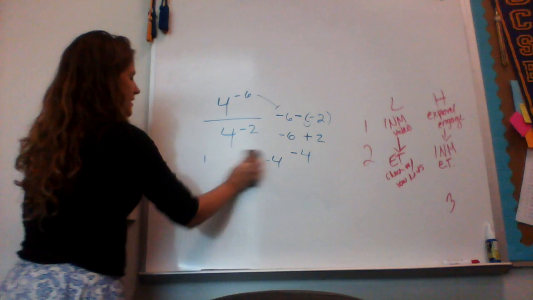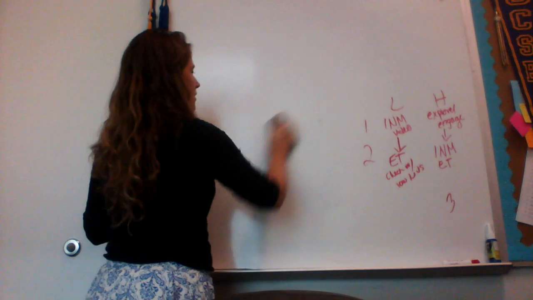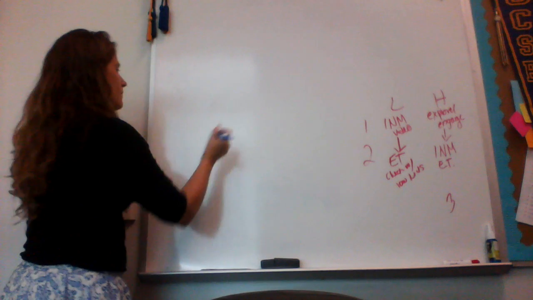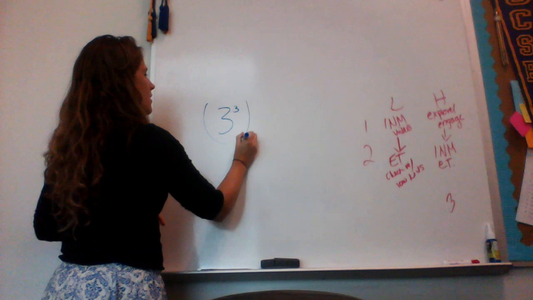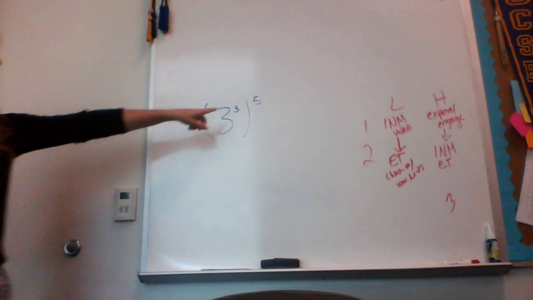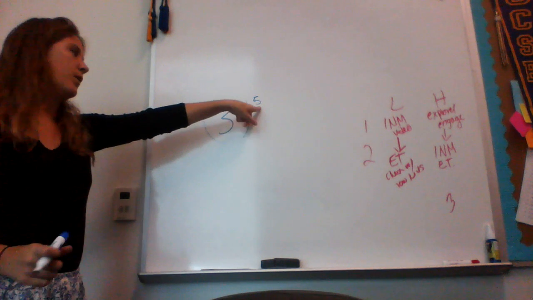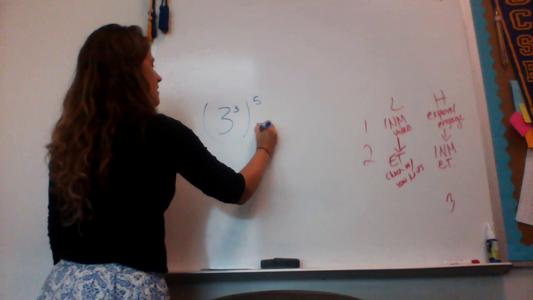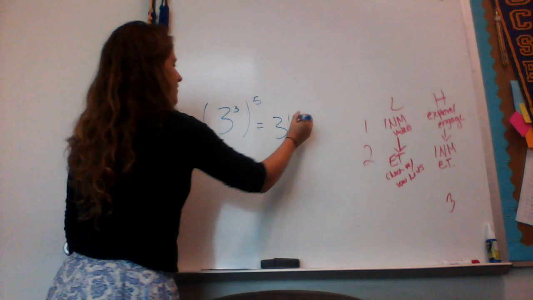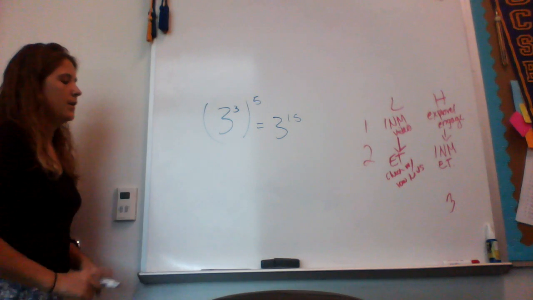We're going to do some more examples, but with multiplication. If I have 3 to the 3rd power raised to the 5th power, we need to review when we have a power raised to a power, we should multiply. 3 times 5 is 15. So this is 3 to the 15th power. Let's do another one.